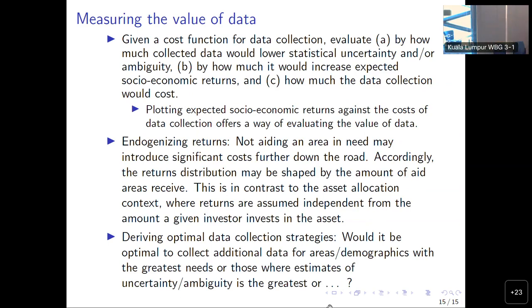So the first thing is that given the cost for data collection, by how much would collected data lower statistical uncertainty and ambiguity? That's something we can in principle work out. If we were to invest X amount of financial resources into collecting data, we should be able to work out how much that buys us in terms of statistical precision. Then we can also say, now we have better data on the returns distribution, the social returns, because we've collected data, we now have a better idea.